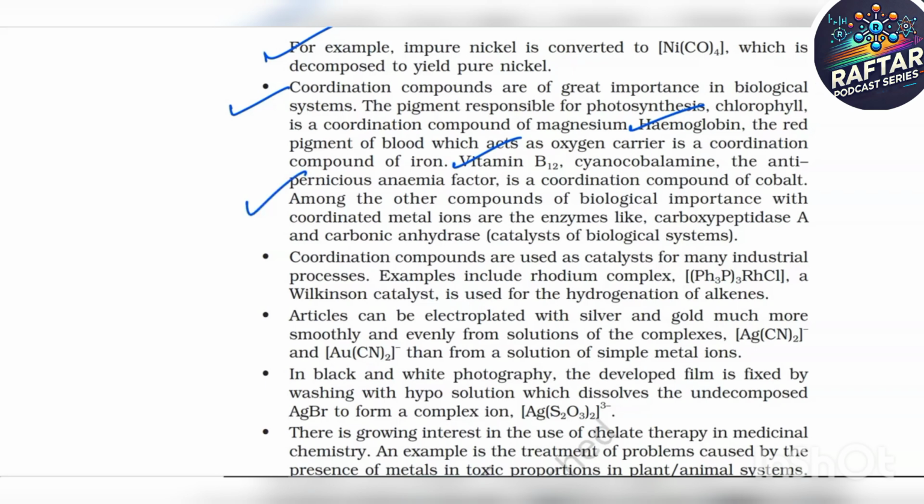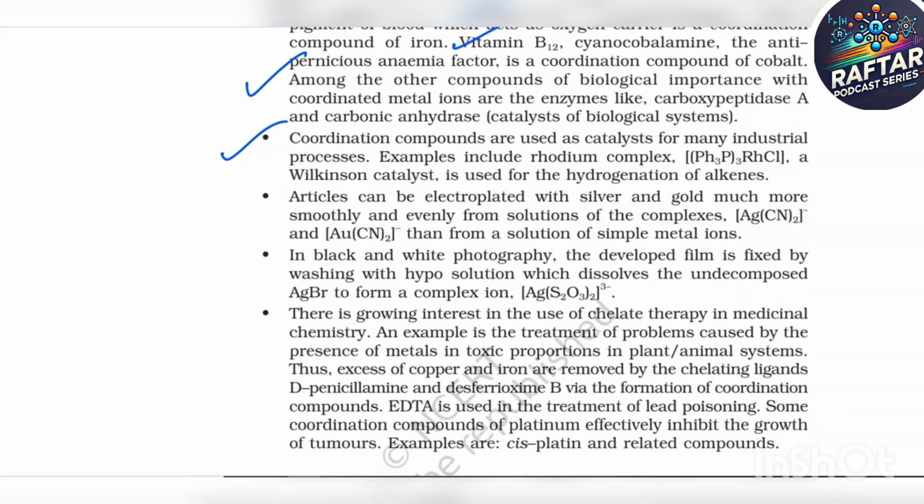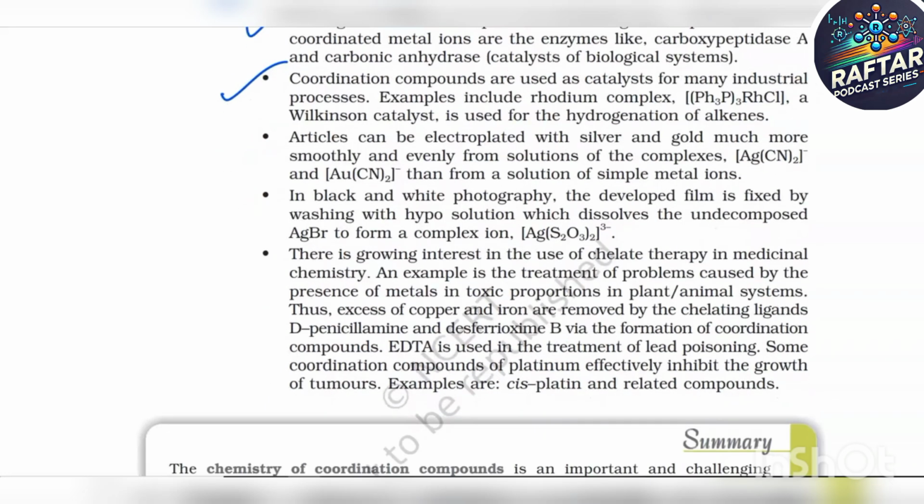Among the other compounds of biological importance with coordinated metal atoms are enzymes like carboxypeptidase and carbonic anhydrase, catalysts of biological systems. Coordination compounds are used as catalysts for many industrial processes. Examples include the rhodium complex [(Ph3P)3RhCl], Wilkinson catalyst, used for the hydrogenation of alkenes.